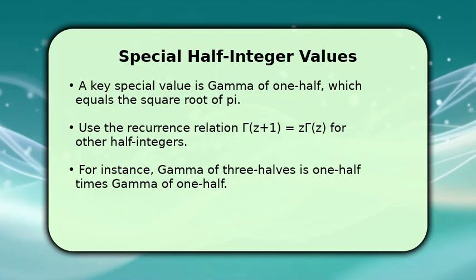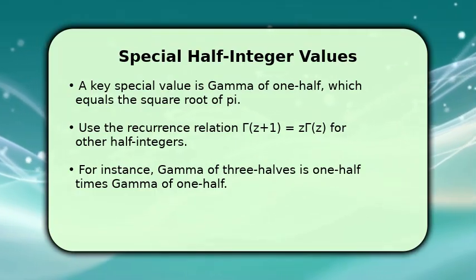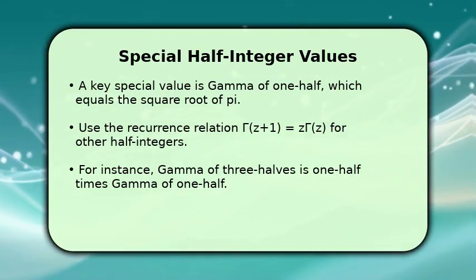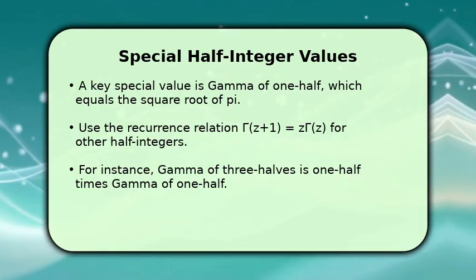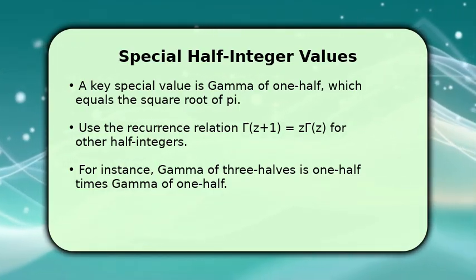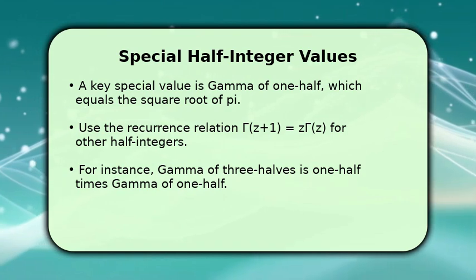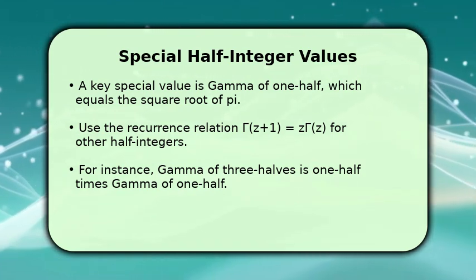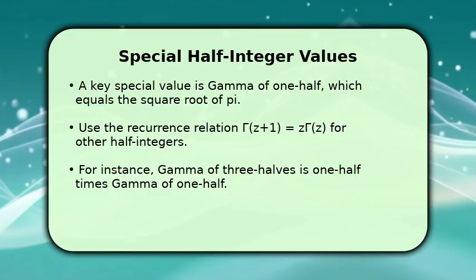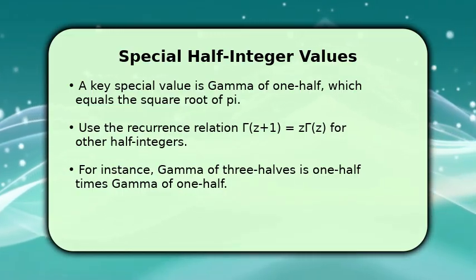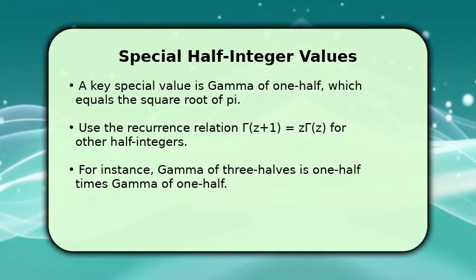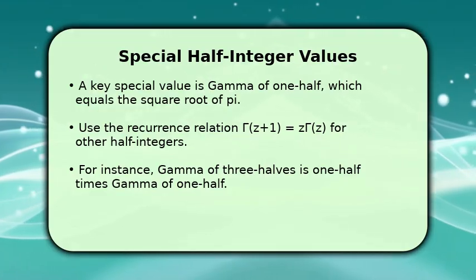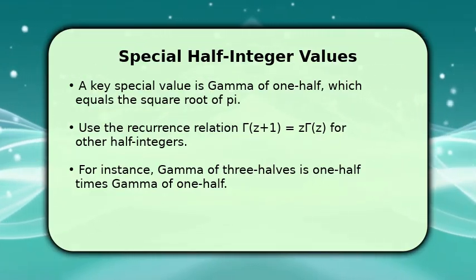For half-integer values, there are some special cases you can calculate. A very important one is gamma of 1/2, which is equal to the square root of pi, approximately 1.772. You can also use the recurrence relation, gamma of z plus 1 equals z times gamma of z, to find other half-integer values, like gamma of 3/2.